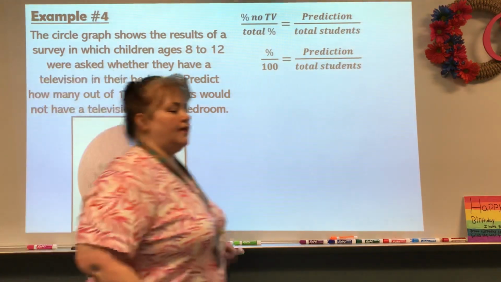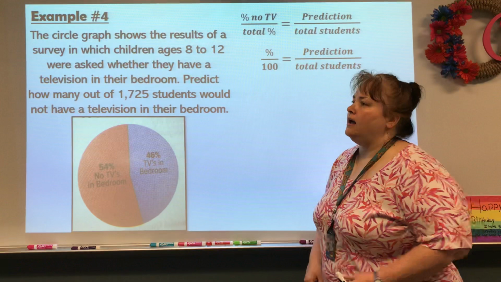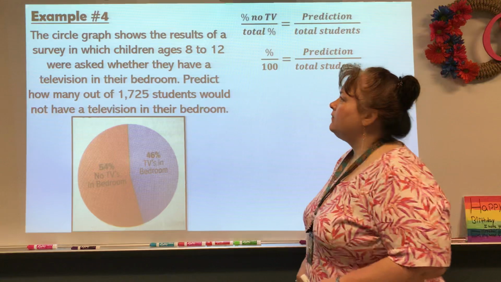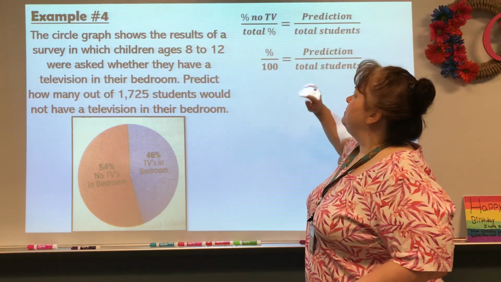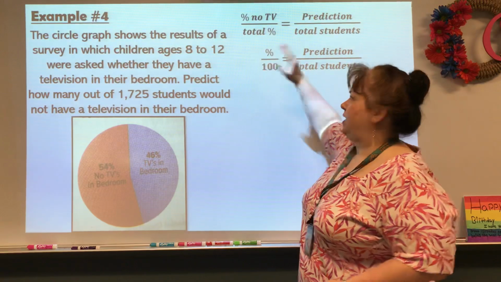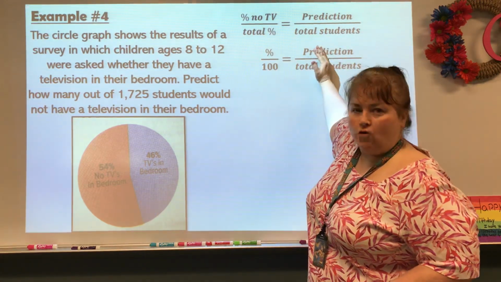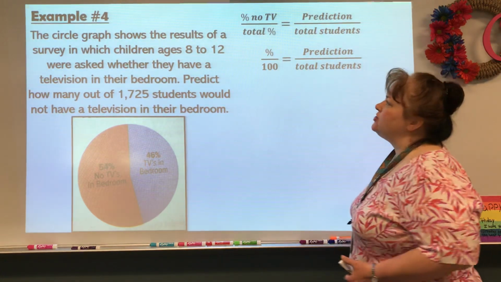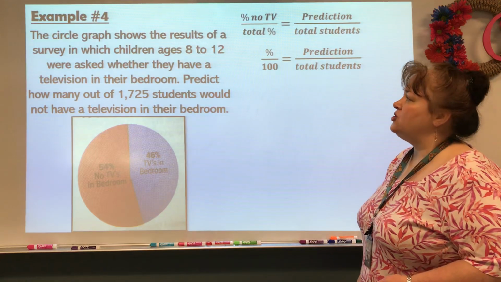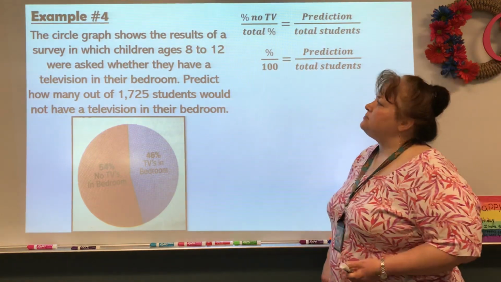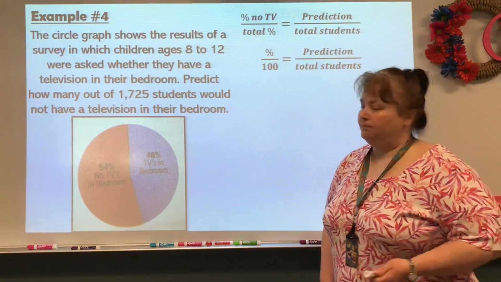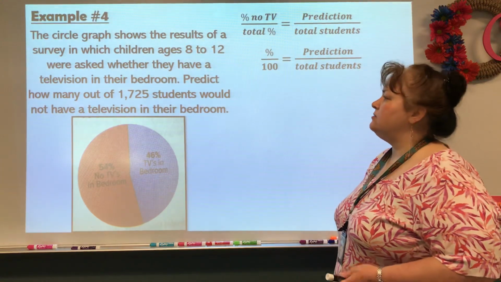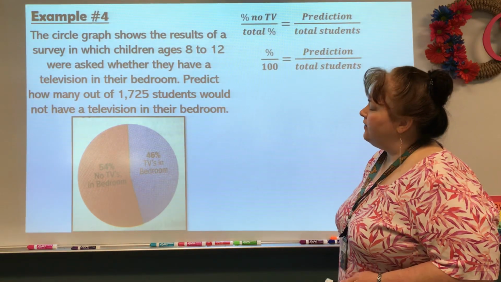Okay, so now we're going to look at the problems that have to do with percents. And we've done percent proportions before, so this isn't new. So our proportion is going to be that percent proportion compared to the prediction that we're looking for. Okay? So on number 4, the circle graph shows the results of a survey in which children ages 8 to 12 were asked whether they have a television in their bedroom. Predict how many out of 1,725 students would not have a television in their bedroom.